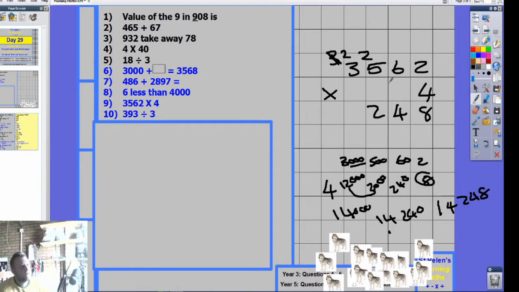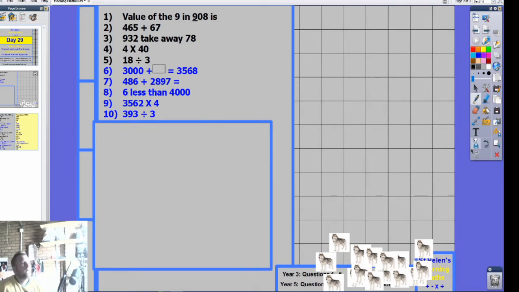Not 32, 22. 4 times 3 is 12. 14. 1, 4, 2, 4, 8. So we did it both ways and we got them both right. And then finally, we've got division.